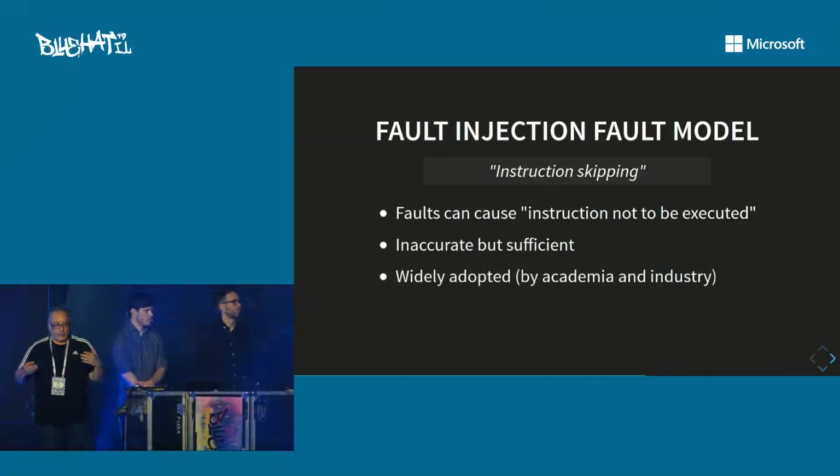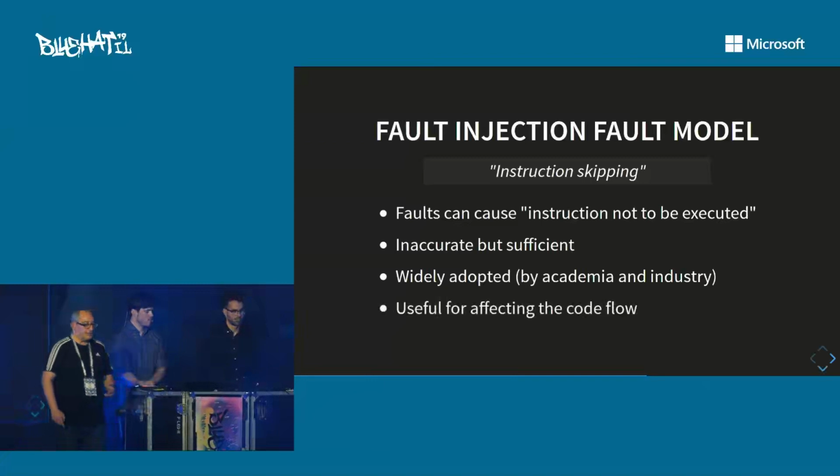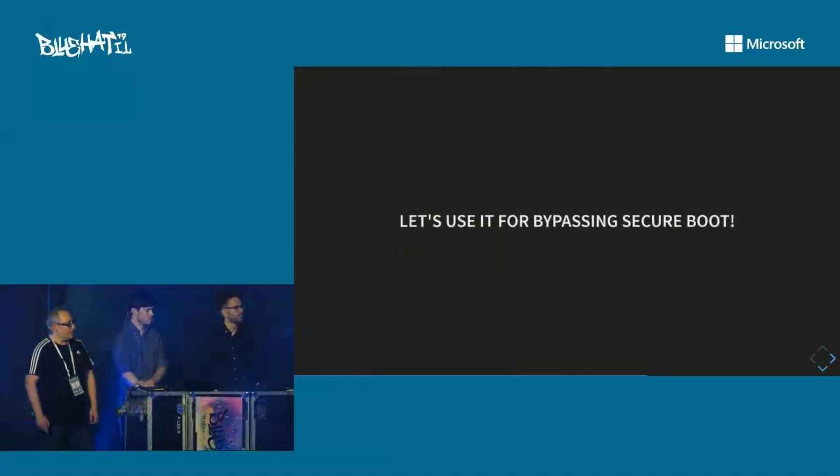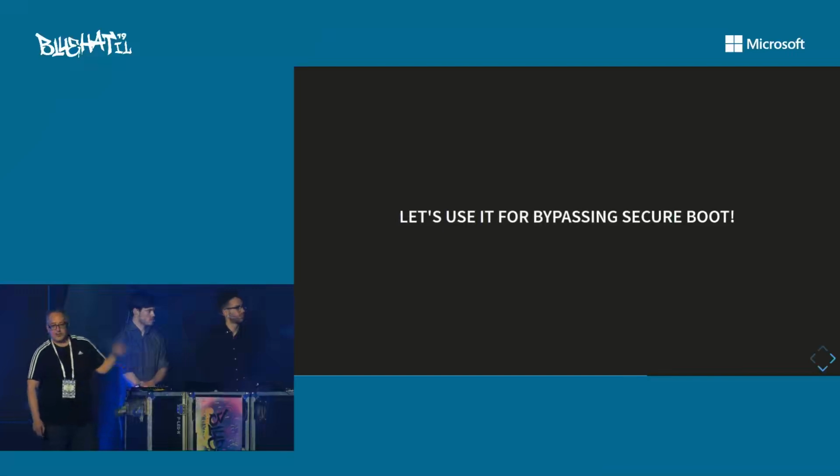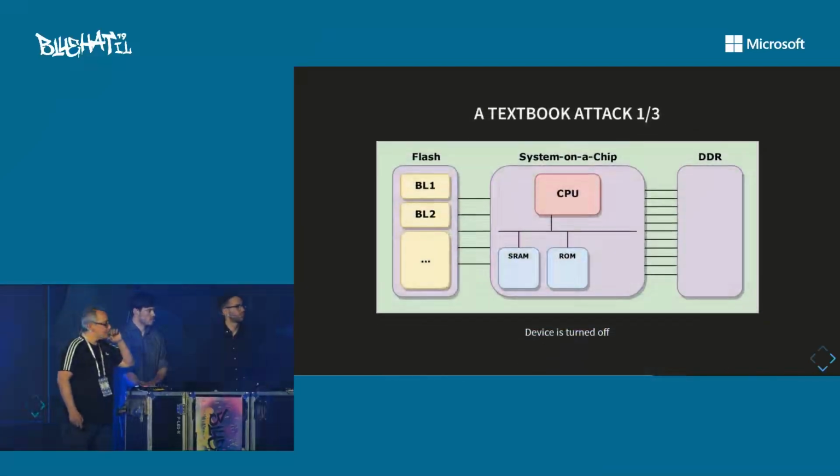This is sufficient, to the point that it has been widely adopted both by academia and the industry. So most of the fault injection attacks that you are going to see described in papers rely on the assumption that you can change data while it's being stored for DFA, or that you can skip an instruction. So even if it's inaccurate, this can be useful for affecting the code flow. So let's try to see how this can be used for bypassing secure boot.